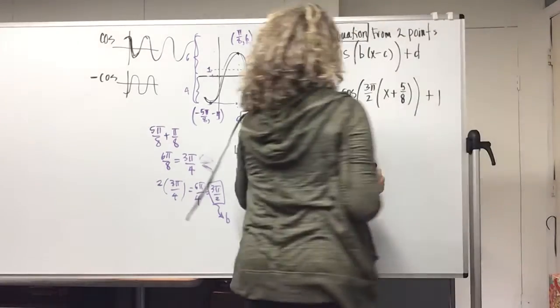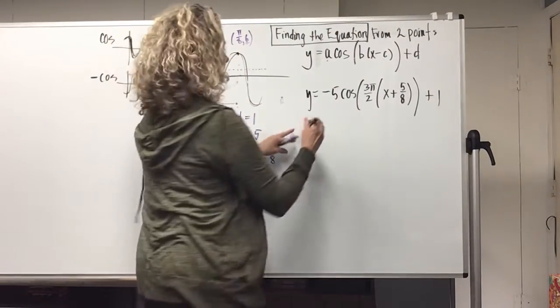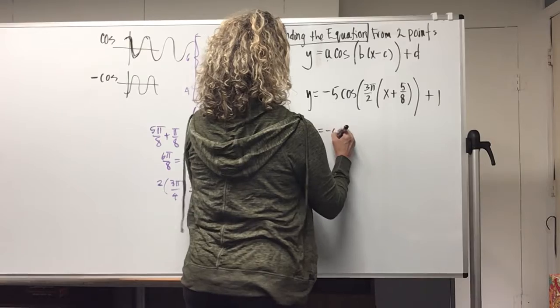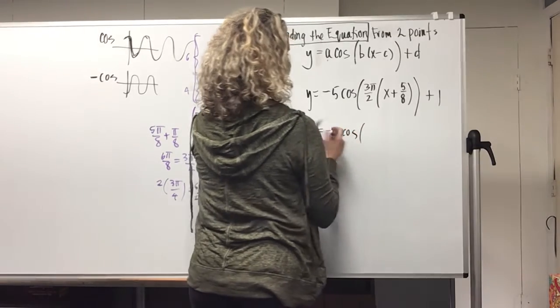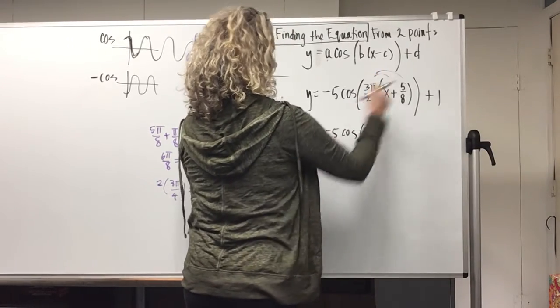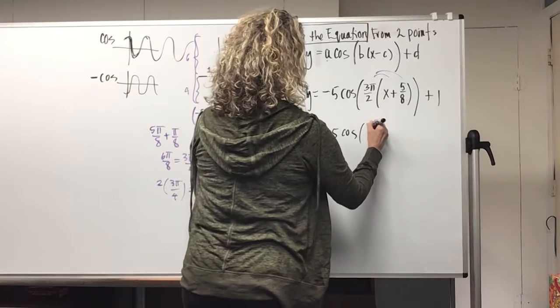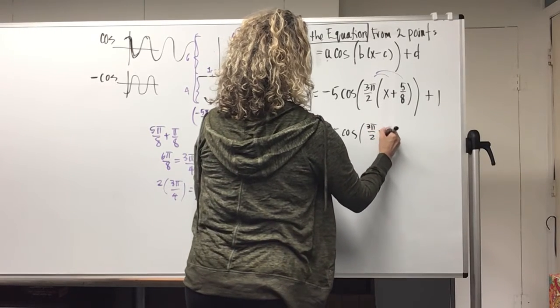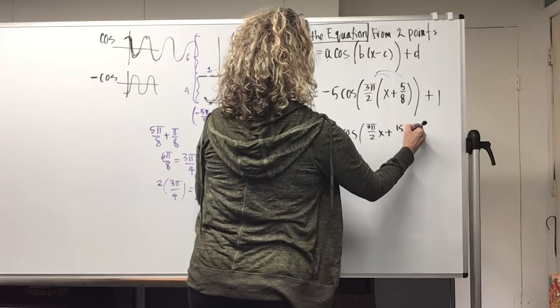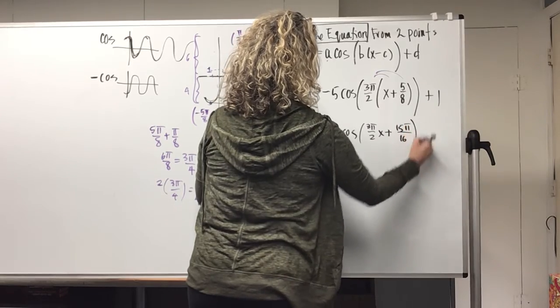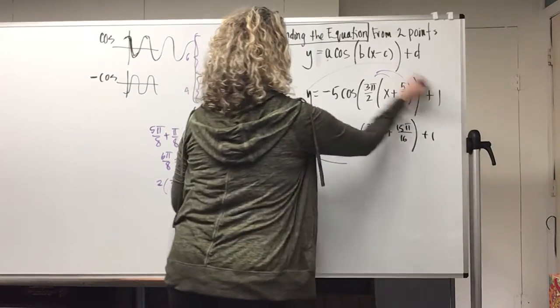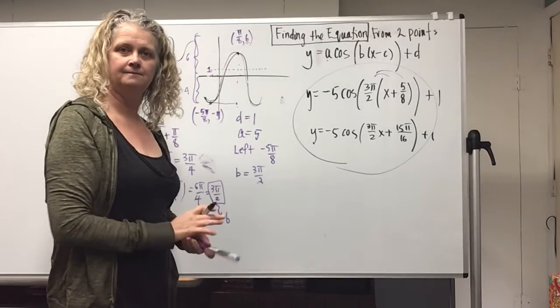plus 1. Some teachers accept this. Some want you to simplify it, which would mean you would want to distribute that into the parentheses. So you're going to get 3 pi over 2x plus 15 pi over 16 plus 1. And those are both equally correct.